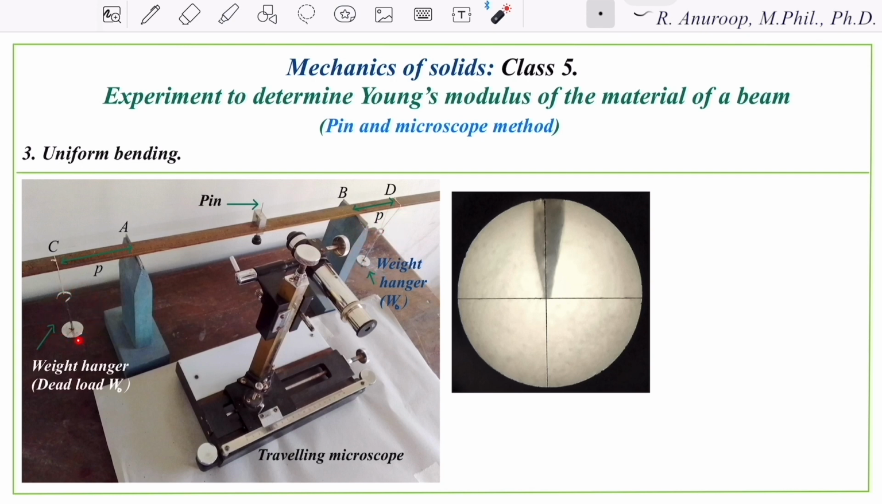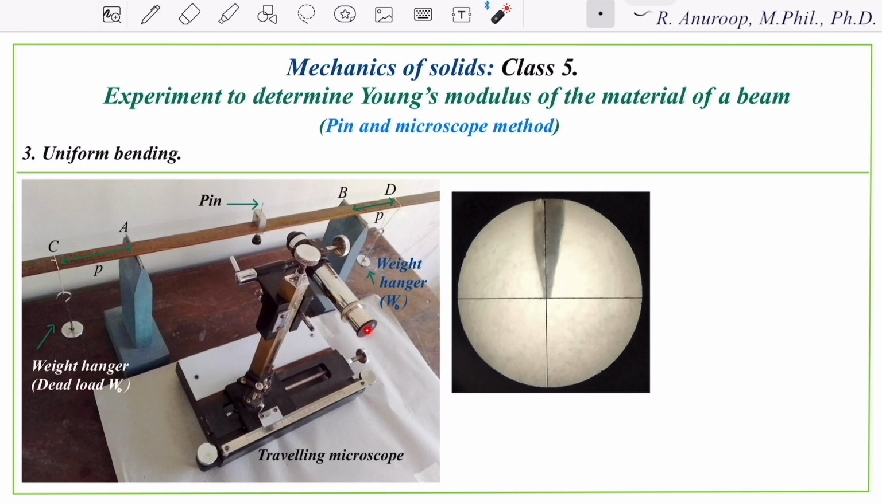In uniform bending, you have two weight hangers placed at equal distances from the knife edge. The distance between the knife edges is taken as L. A pin P is fixed vertically at the middle point of the beam.